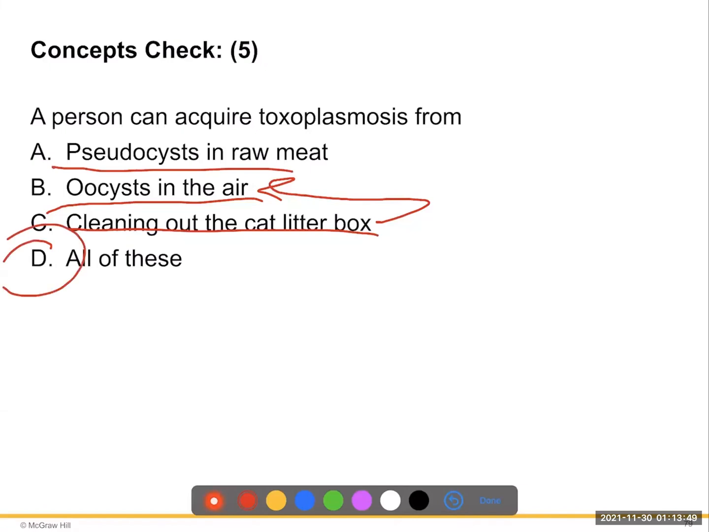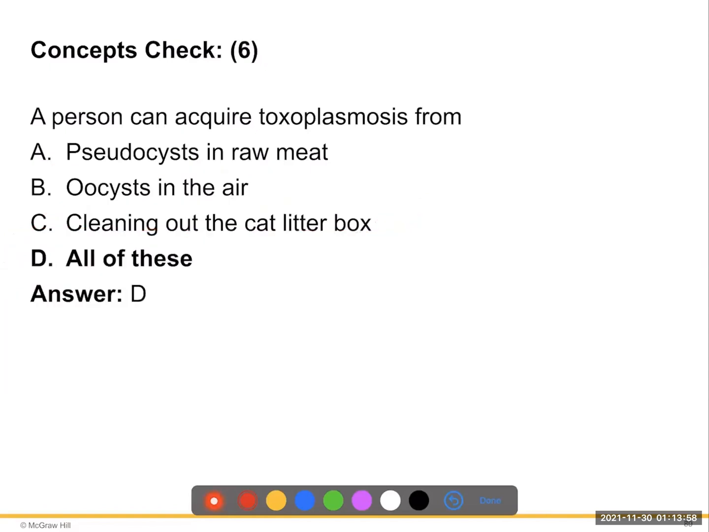But you're right, cleaning out cat litter boxes puts those oocysts in the air from the cat feces, and you breathe them in. Okay, it can also be caused by what's in the raw meat. So it can be any of these for toxoplasmosis. That's why they tell pregnant women not to clean out cat litter boxes, because you can get it from the inhalation of the oocysts from the cat fecal matter.